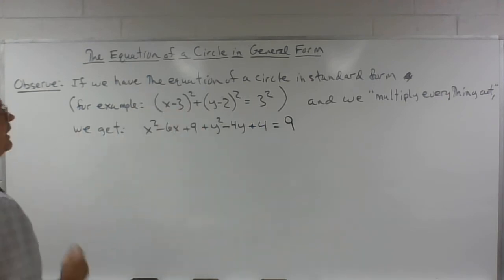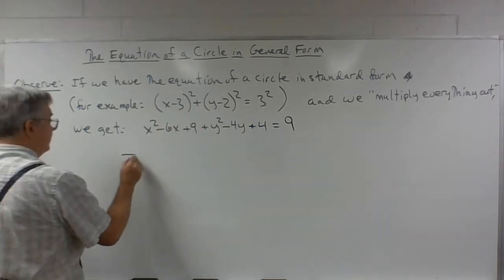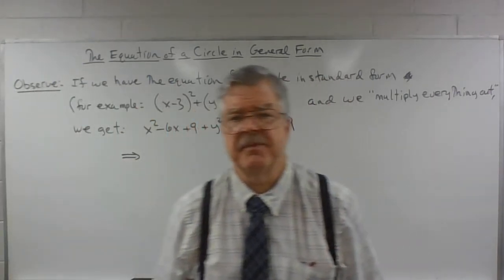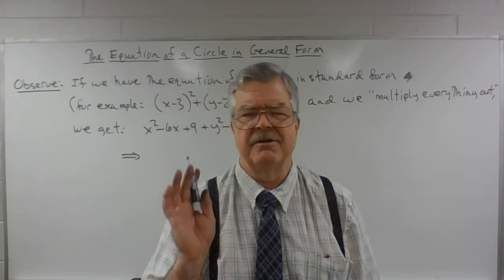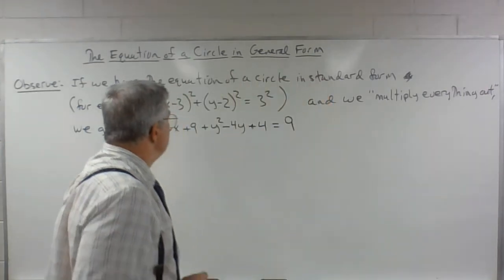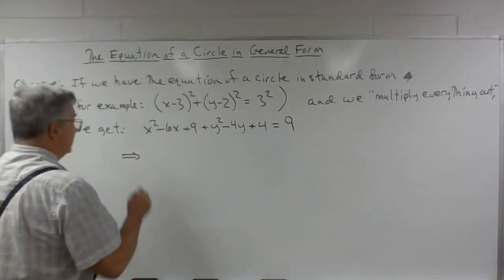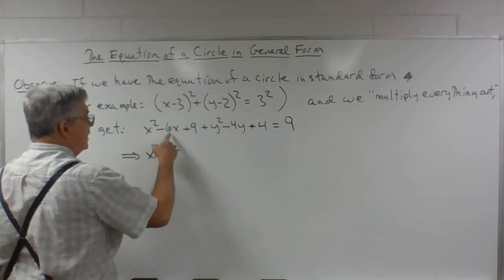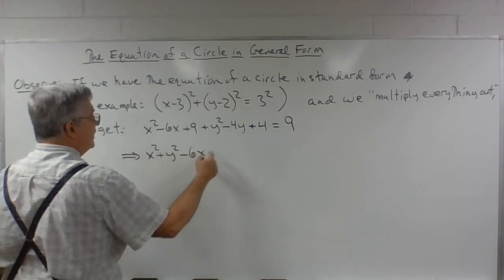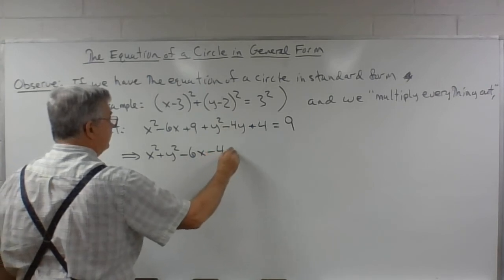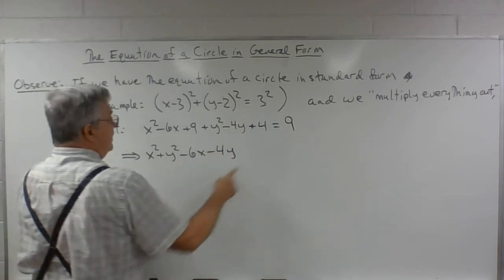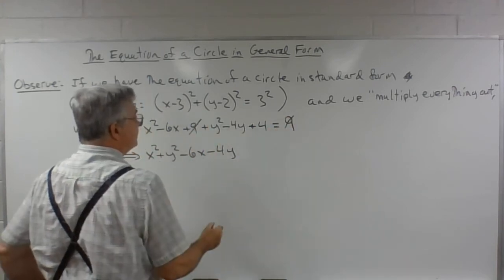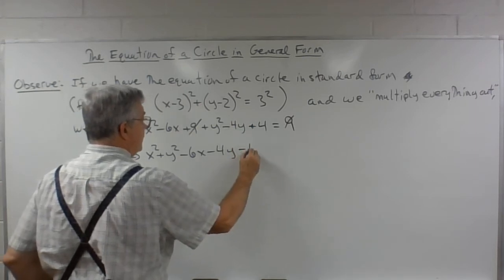And then we get everything on the left-hand side. Why would we do this? It beats the heck out of me. I know why I'm doing it, I'm doing it just to prove a point. But let's get everything on the right. And so I have x squared, I have y squared, I have minus 6x, I have minus 4y. And if I subtract 9 from both sides, these two things vanish, and I'm left with a constant of 4.